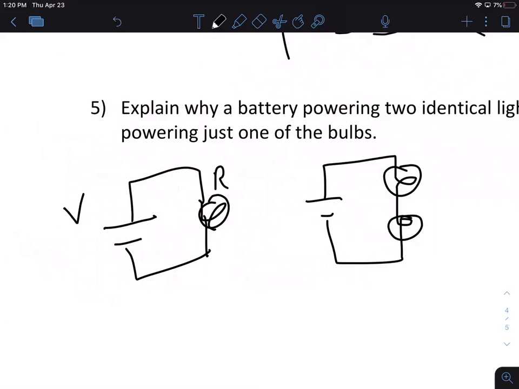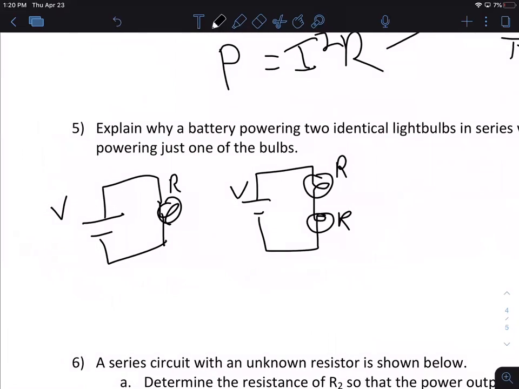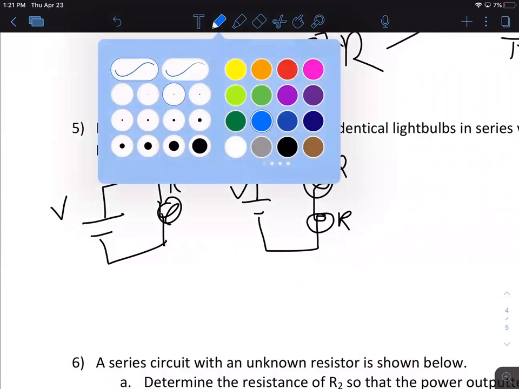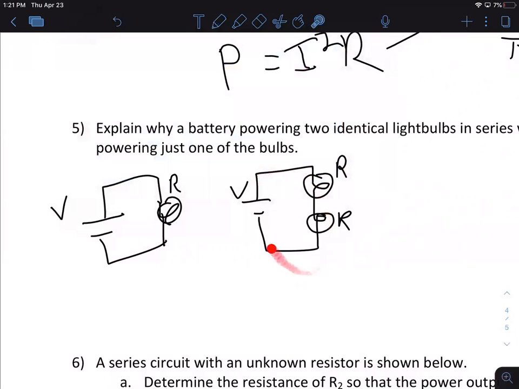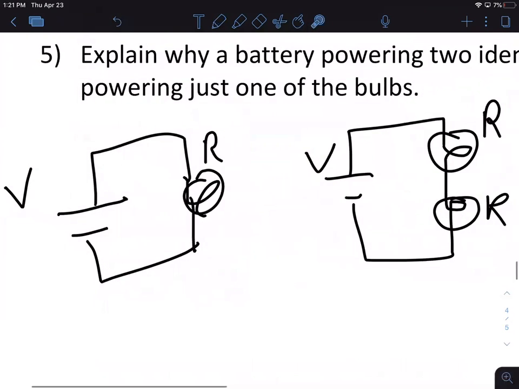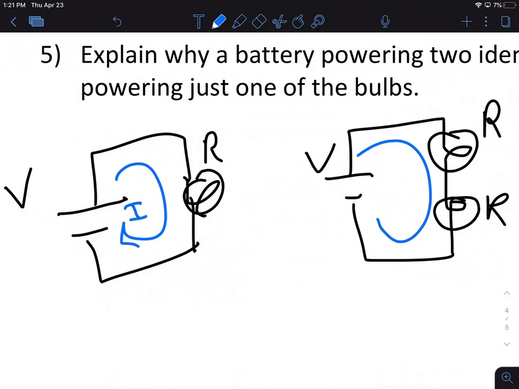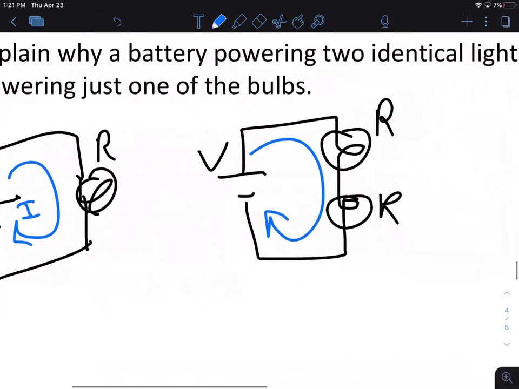We'll assume each light bulb is the same resistance, same voltage. So what's different about these two situations? This one has twice as much resistance. So I know I can add these to find the total resistance because it's a series circuit, one loop there. So this is going to have a current of I. This one, the current would be half of that, twice the resistance, half the current.